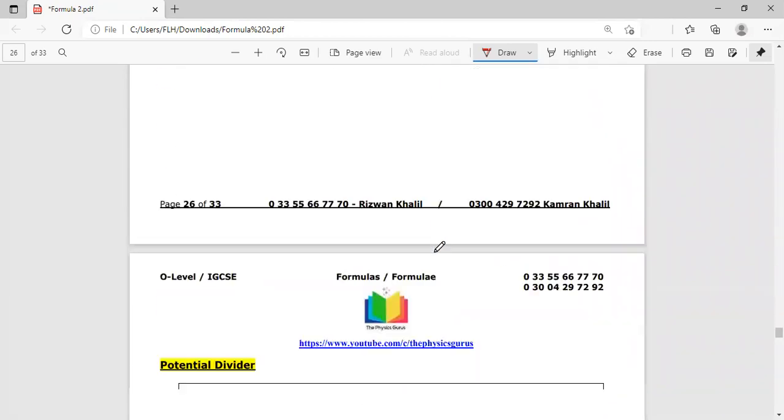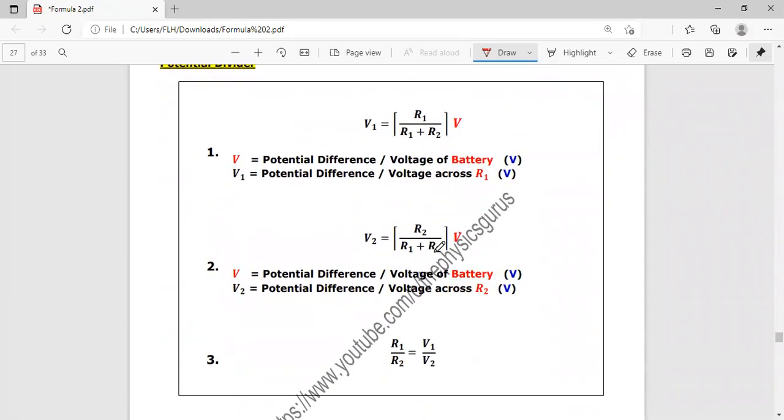Then here comes the potential divider formula. That is, if we have to calculate the voltage across resistor R1, then its formula will be V1 is equal to R1 over R1 plus R2 into total voltage or voltage of the battery. If we have to calculate the voltage across the resistor 2, then this formula will be used.